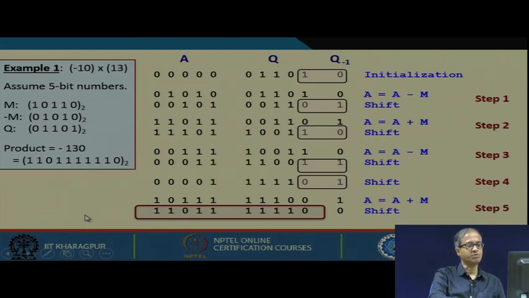So this is the process of Booth's multiplication. It is very similar to shift and add. The only difference is that you have added an additional bit Q minus 1. You are checking two bits at a time. And sometimes you are skipping addition or subtraction step, doing only shift.